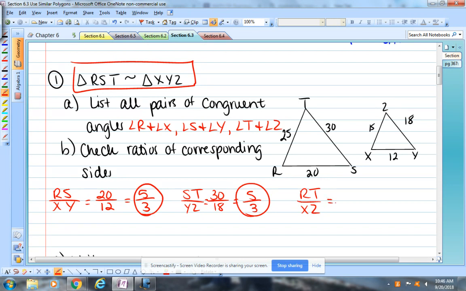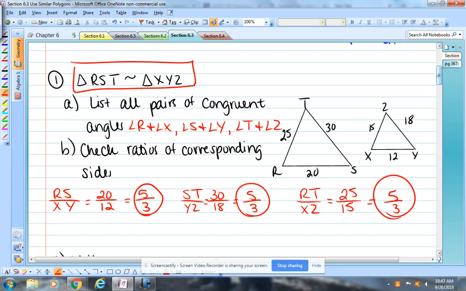What is the length of RT? 25. And what's the length of XZ? 15. And what does that reduce to? Yeah, divide them both by 5, you get 5 over 3. So that's what it means when it says check the ratios of corresponding sides. You use your similarity statement to tell me what sides are supposed to be proportional, and then you plug in the numbers and make sure they all equal the same ratio.